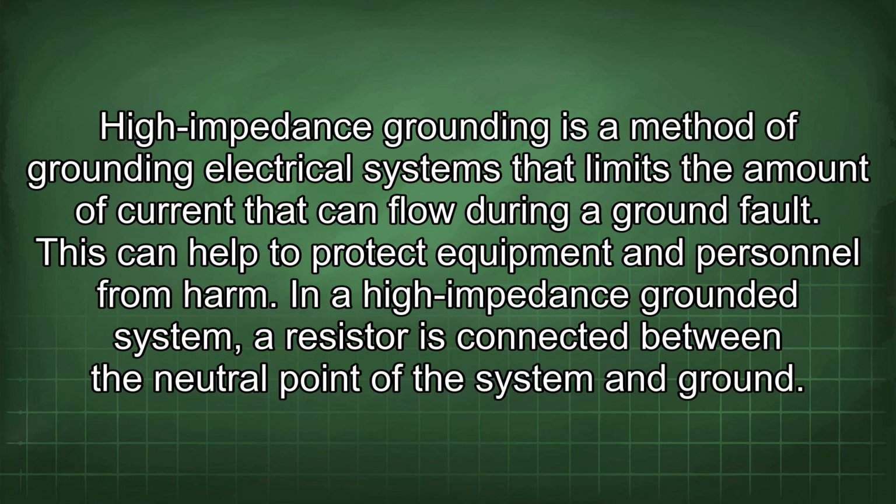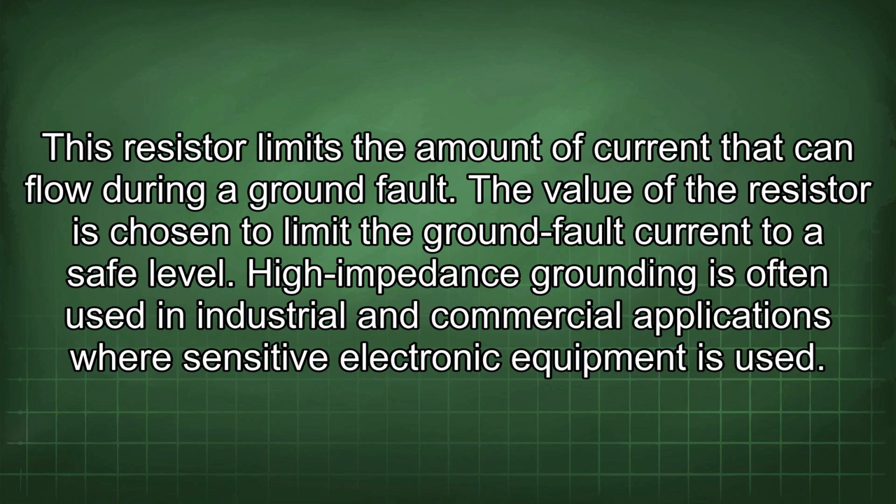High-impedance grounding is a method of grounding electrical systems that limits the amount of current that can flow during a ground fault. This can help to protect equipment and personnel from harm. In a high-impedance grounded system, a resistor is connected between the neutral point of the system and ground. This resistor limits the amount of current that can flow during a ground fault. The value of the resistor is chosen to limit the ground fault current to a safe level. High-impedance grounding is often used in industrial and commercial applications where sensitive electronic equipment is used.